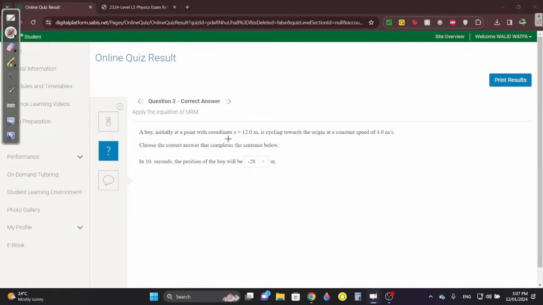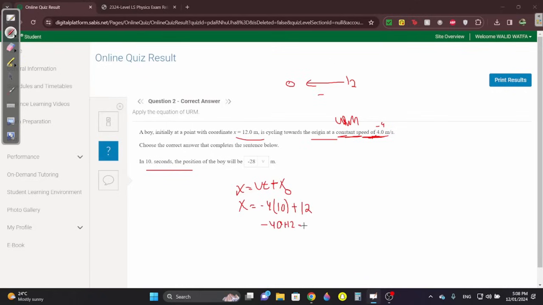Okay, a boy is initially at a point with coordinate x equals 12, so he's at 12, and he's moving towards the origin. So obviously, if he's going towards the origin 0, he's going in the negative direction. He's moving towards the left at a speed of 4. So since we're going in the negative direction, our velocity will be -4, not 4. In 10 seconds, position of the boy, same formula. Since it's a constant speed, we're talking about URM. So you do x equals Vt plus x node. X equals velocity -4 times the time 10 plus 12. So -40 plus 12 equals -28.